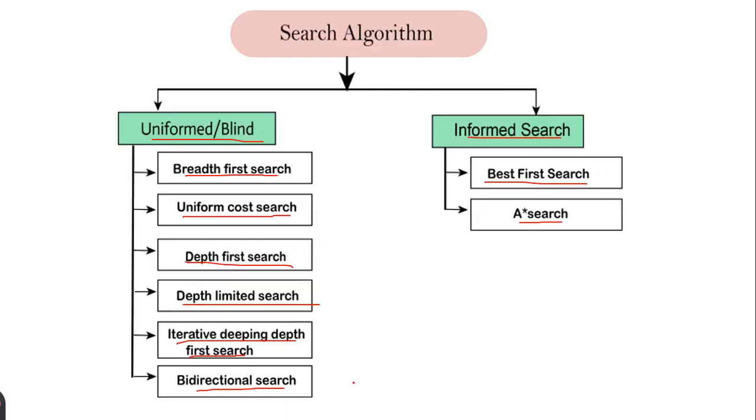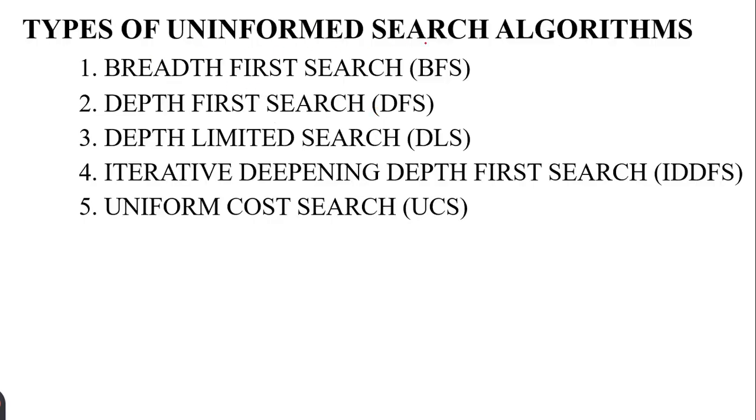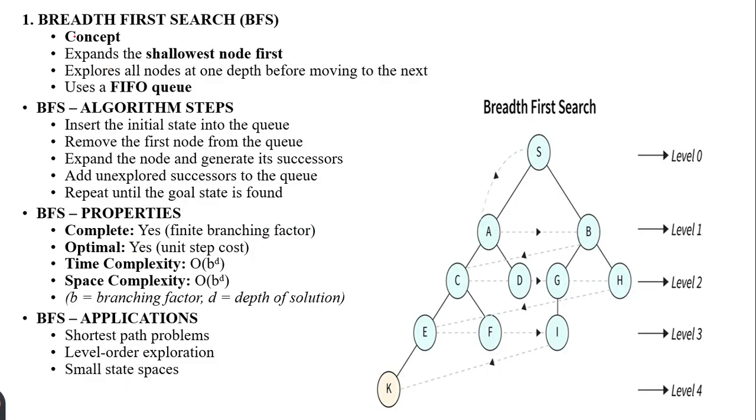As I told, this is the differentiation of the searching algorithms. Now you can see the types of algorithms: BFS, DFS, DLS, IDDFS, and uniform cost. The other one is bidirectional search. These are the different types of uninformed search algorithms. First, we are going to see the breadth first search algorithm.